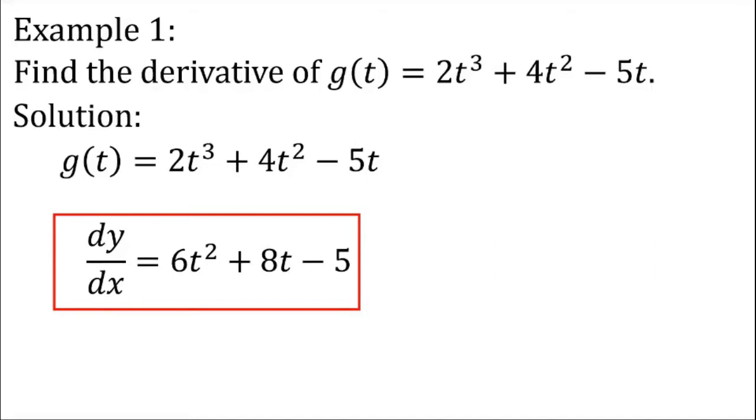Sir, I don't know how to pronounce that, sir. g prime of t. So instead of dy over dx, you could write g prime of t. Very good, Rob. It's correct.